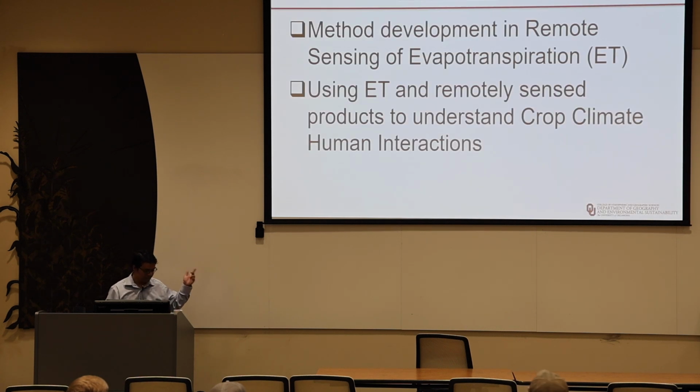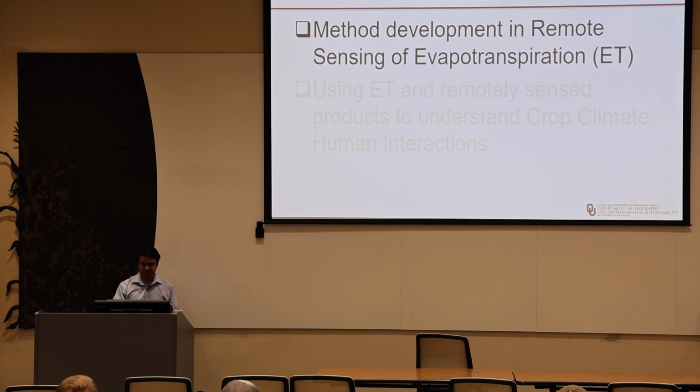So over the next few slides, I'm going to go over two key things. This is going to be my outline of my talk. First, I will talk about the method that is used in modeling ET, or remote sensing of ET. And then in the second part, I will talk about how this ET and these remote sensing products are used to understand the crop, climate and human interactions.